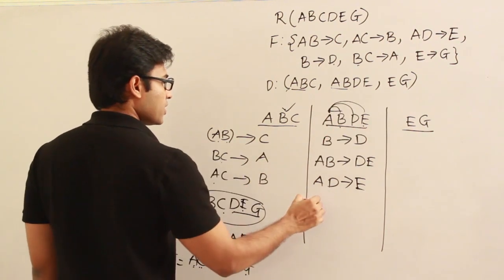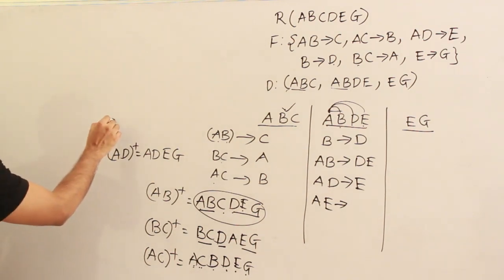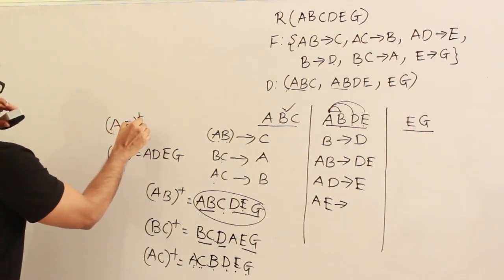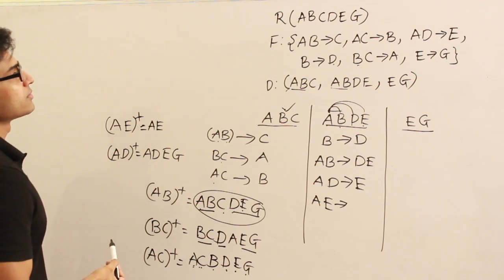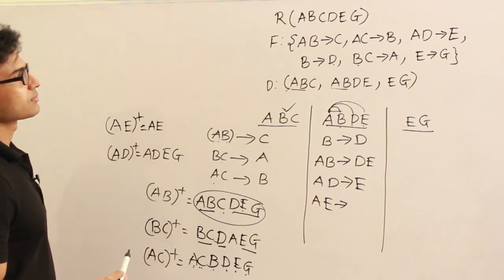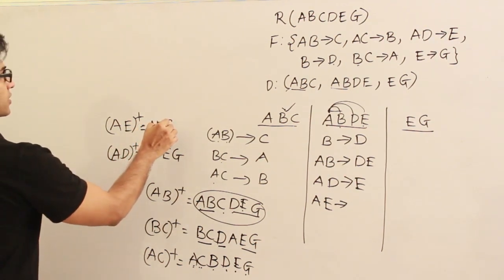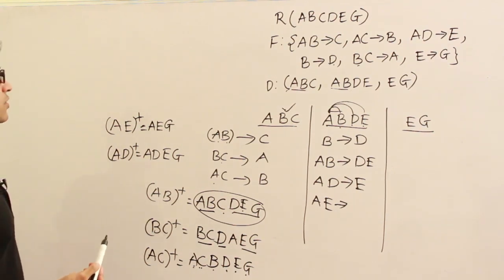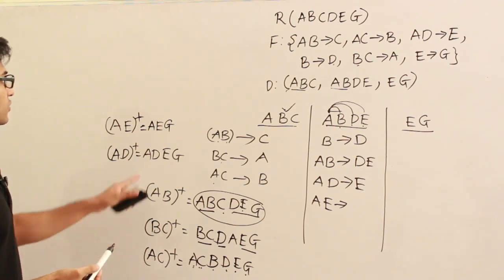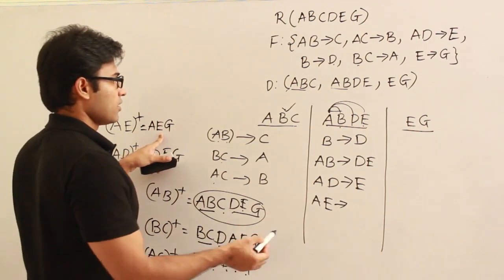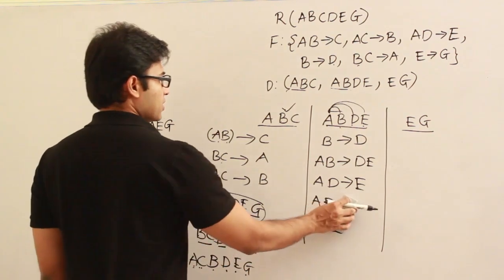And next one is, I want to find out AE. What are all the dependencies which are possible with AE, right? If I find out AE plus, then what I get is AE, and because of E I can get G, right? And AB is not there, AC is not there, AD is not there, B is not there, BC is not there, E, I got it, right? So only these are possible. Anyway, G is not present in this table. If I remove G, there is no non-trivial dependency at all, so it is waste, right?